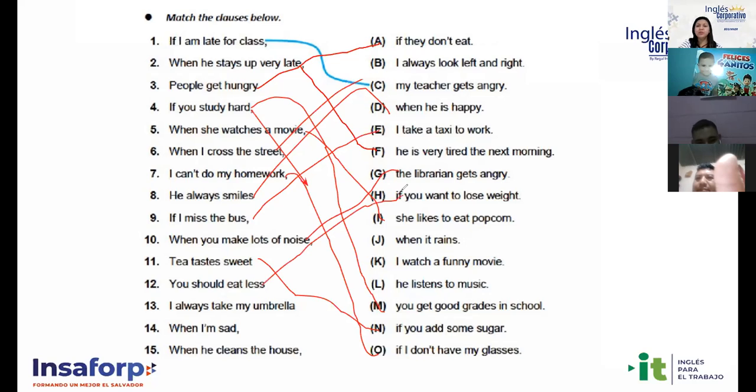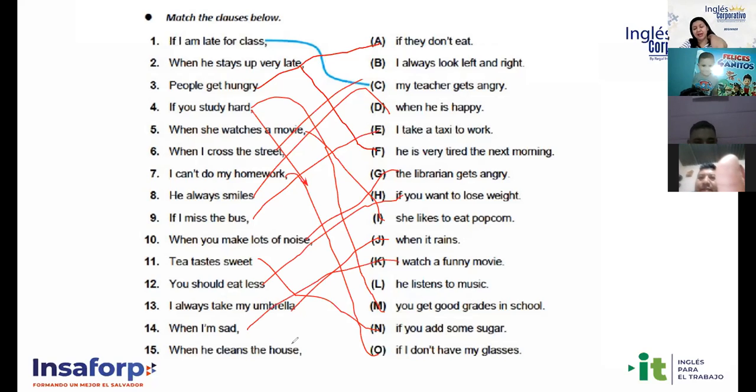I watch my funny movie. Okay, if you want to lose weight, you should eat less. You should eat less. I always take my umbrella when it rains. When I'm sad, I watch a funny movie. Oh, watch a funny movie. Yes, that is a good suggestion.